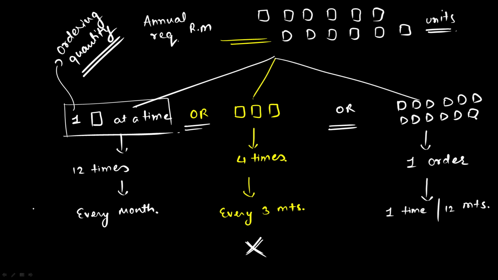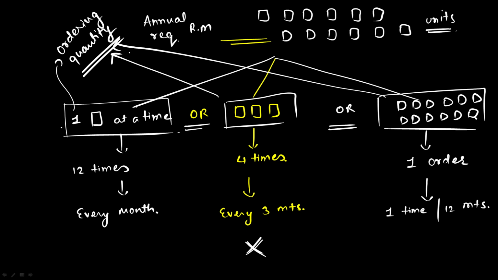What is my total annual requirement? How many materials? 12. How much am I ordering every time? 1. 1 is my ordering quantity. Same way, year 3 is ordering quantity.